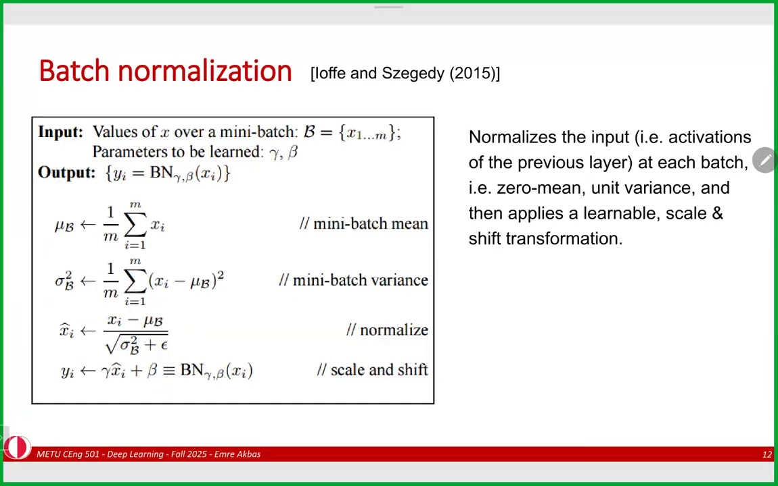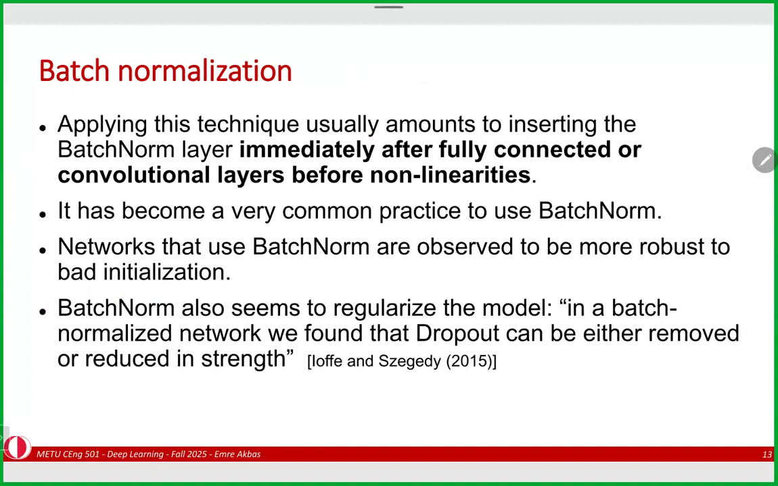So, same thing: it normalizes the input at each batch, makes them zero mean unit variance, and then applies a learnable scale and shift transformation, and these are the learnable parameters of batch normalization. Why do we do this? First of all, this technique is usually applied by inserting the batch norm layer immediately after the fully connected or convolutional layers, before nonlinearities. This is the usual practice.